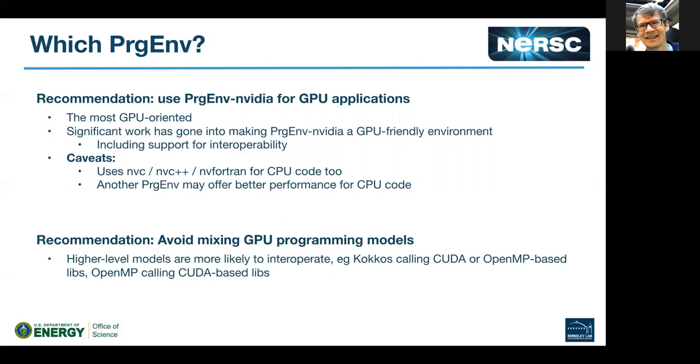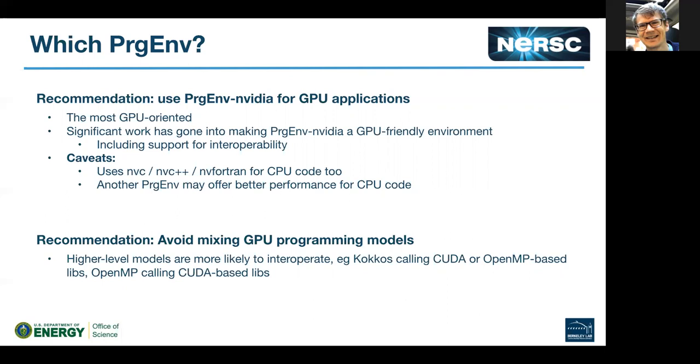So of course the caveat is that you're using the same programming environment for CPU as well as GPU code, and the NVIDIA programming environment is quite GPU oriented. So your CPU code will also need to be able to be built with the NVIDIA stack, and it is possible that other compiler suites might give better performance for the CPU code. We anticipate, particularly in phase one of Perlmutter, which is very GPU oriented, that the GPU code will be doing the bulk of the heavy lifting in terms of the computational work. So for most cases, we expect that PrgEnv-nvidia will be the one to use.